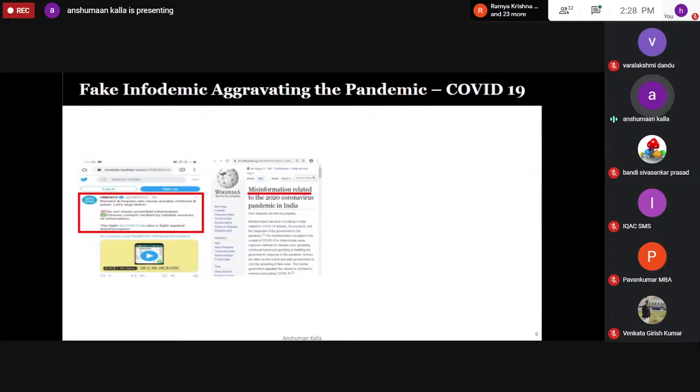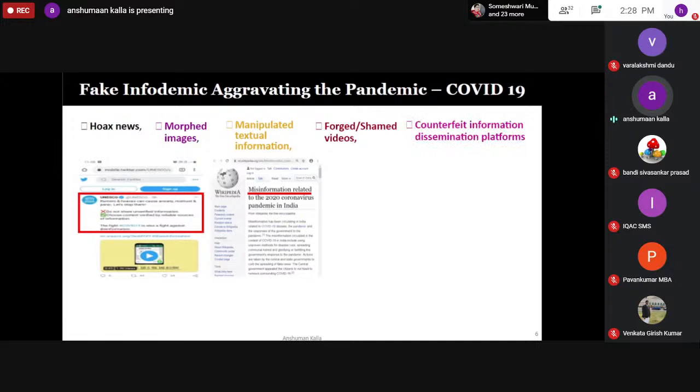What constitutes this fake information or fake infodemic is hoax news, right? And morphed images, manipulated textual information, forged videos, and counterfeit information, which can be spread through different dissemination platforms, right? And these are popping up all around on social networking, and they are aggravating the current situation, right? The situation is alarming, and the concern is expressed all over the globe.